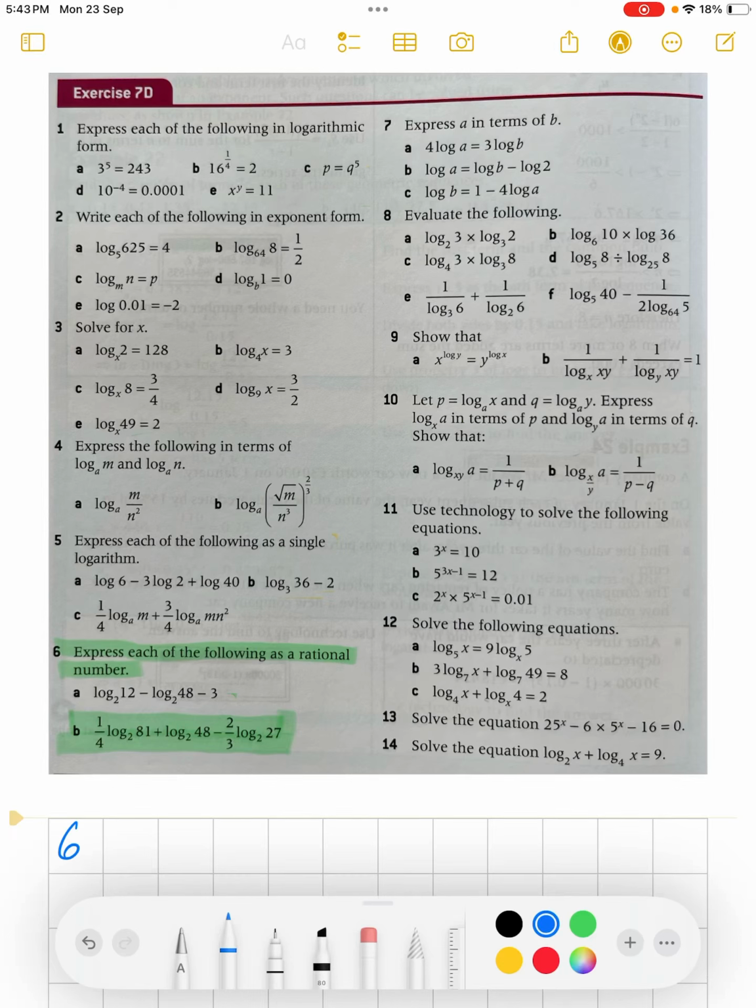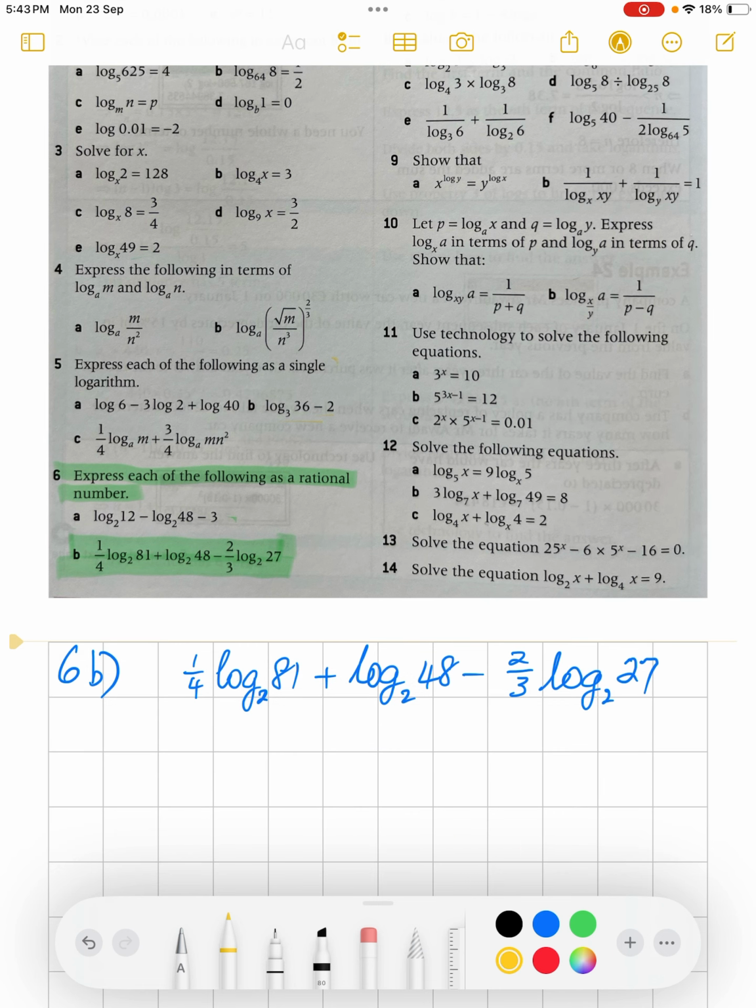I'll be looking at question 6b. It says to express each of the following as a rational number. We're starting with 1/4 log of 81 to base 2, plus log of 48 to base 2, minus 2/3 log of 27 to base 2.